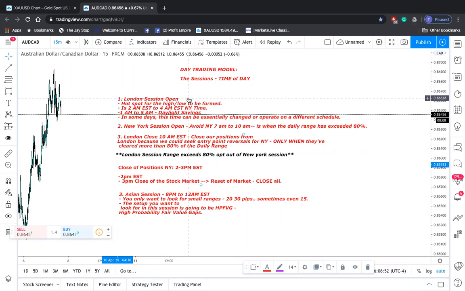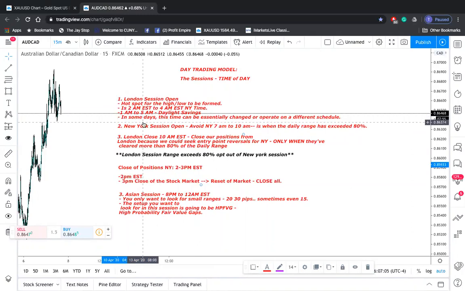So the first one I'm going to go over today is the London Session Open. The London Session Open is going to be a hot spot for the high and low of the day to be formed, from 2 a.m. to 4 a.m. Eastern time. This is when the kill zone for the London Open is going to be running.